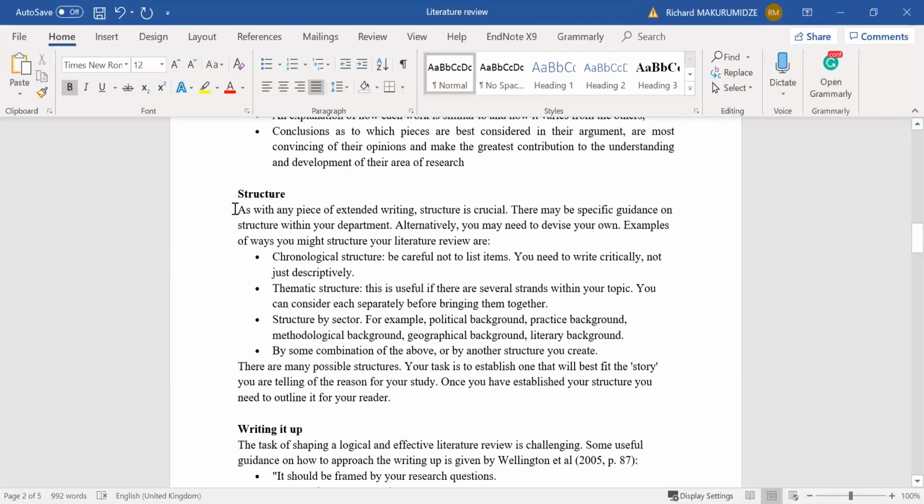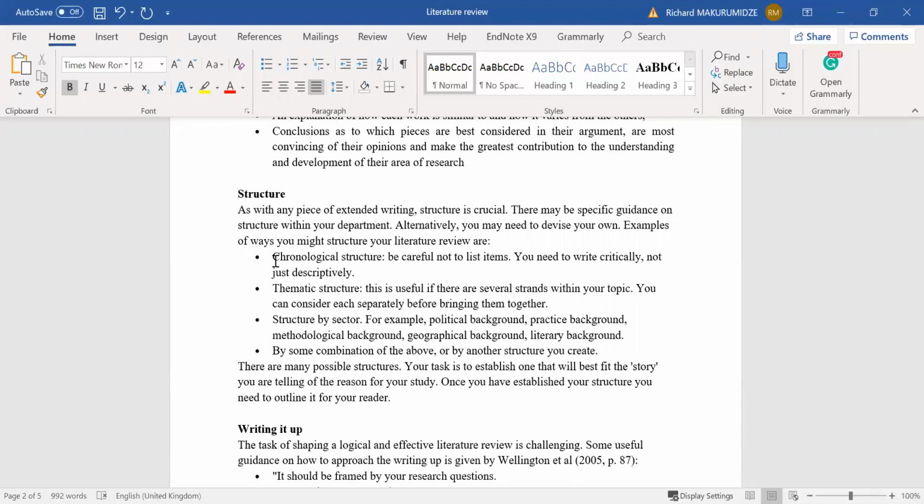In terms of the structure of a literature review, you can use several formats. But generally, usually it is your introduction, and this is where you start. Then you have your body, that's where you put the issues which you're discussing. Then you have a conclusion.